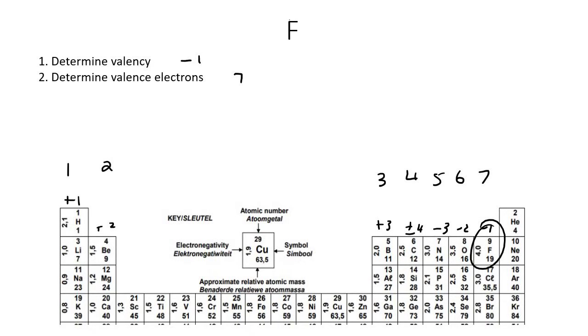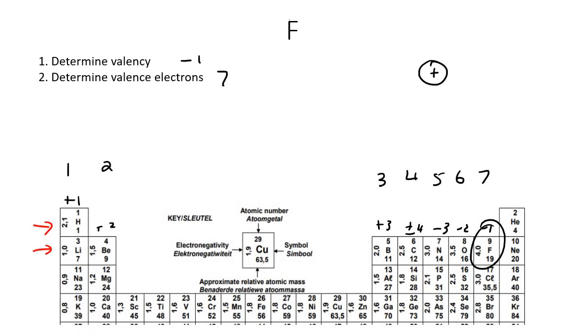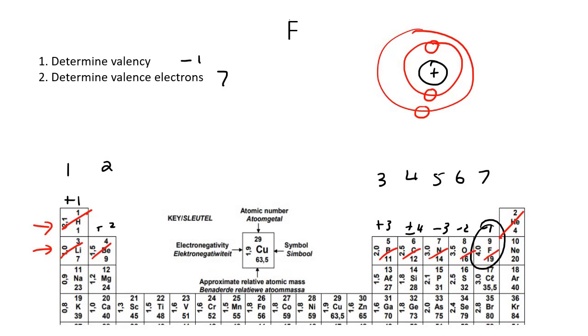So that's 7. If you wanted to go and draw fluorine out, I'll quickly show you. Obviously, it would have a nucleus, which is positive. Then it's in row number 2, so it's got 2 energy levels. And in energy level number 1, there are 2 electrons. And in energy level number 2, there are 7 electrons. And so there we can see there are 7 valence electrons.